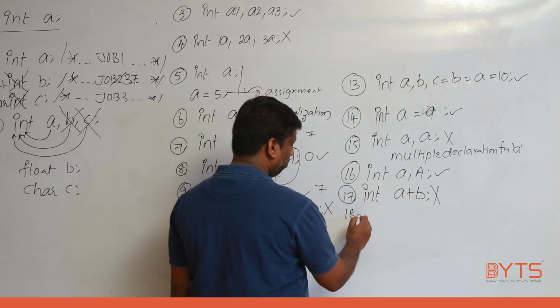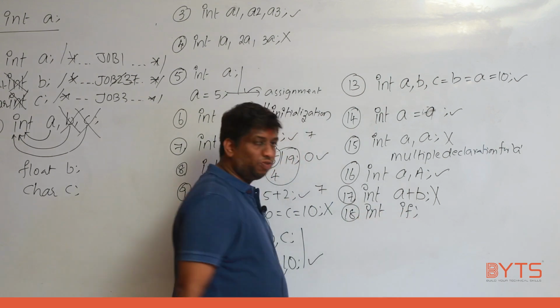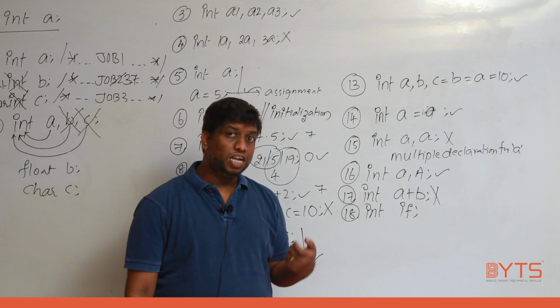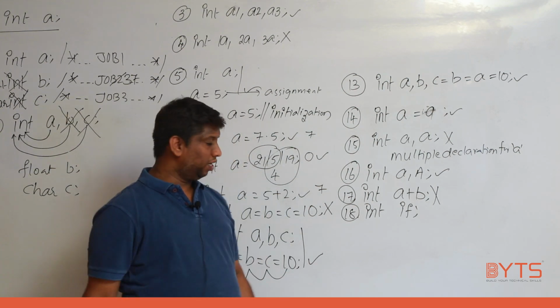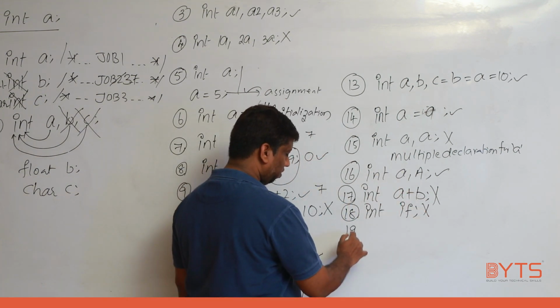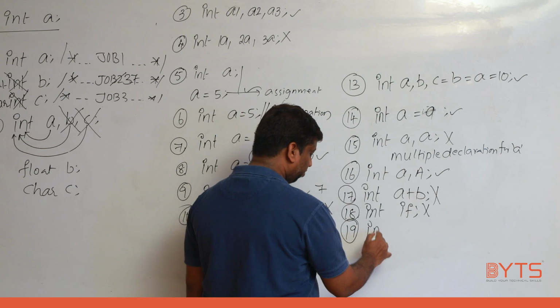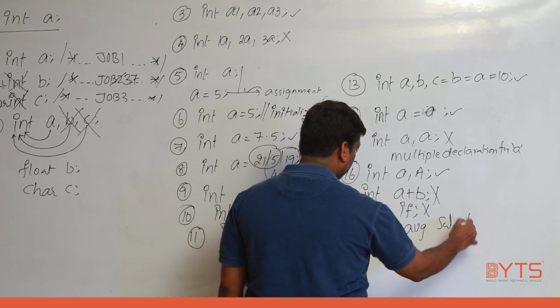Next, 18th one. int if. Is this valid or not valid? Not valid. Why? If is a keyword, keyword is having some meaning, right? Keyword is always having some meaning. That is the reason this is not valid. Next, 19th one. int, let us take one word, average sal of EMP.